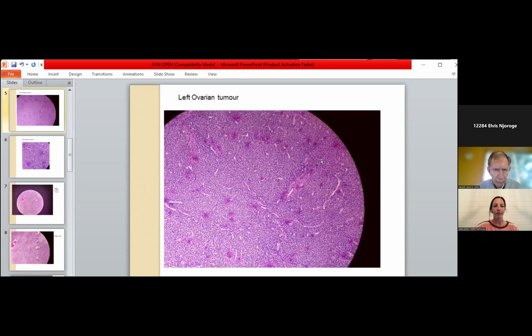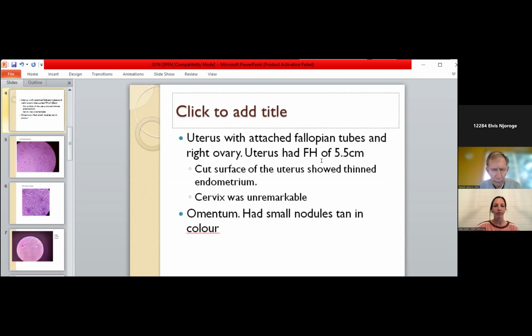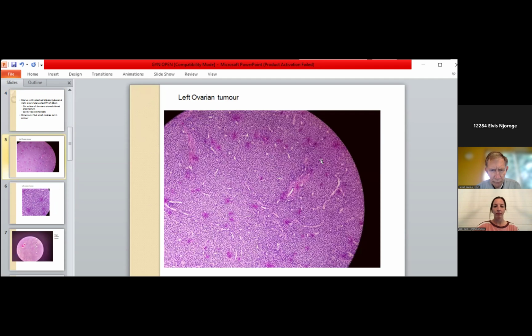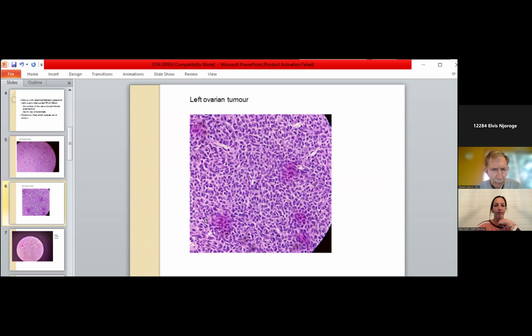So we went ahead and grossed the specimen. After grossing, I took some slides from the left ovarian tumor, which was huge, about 17 centimeters. This is at low power. At this low power, we are seeing diffusely arranged small cells. At this power, we can appreciate a very cellular tumor, diffusely arranged. And we move to slightly higher power.